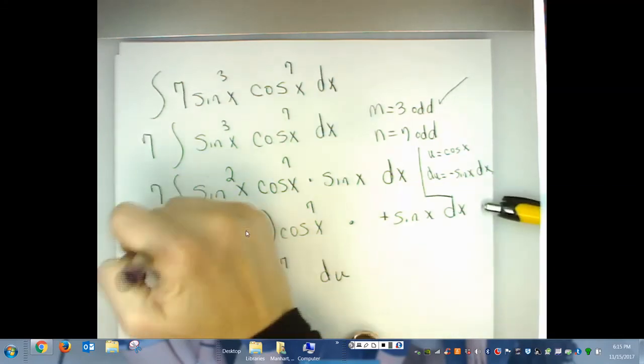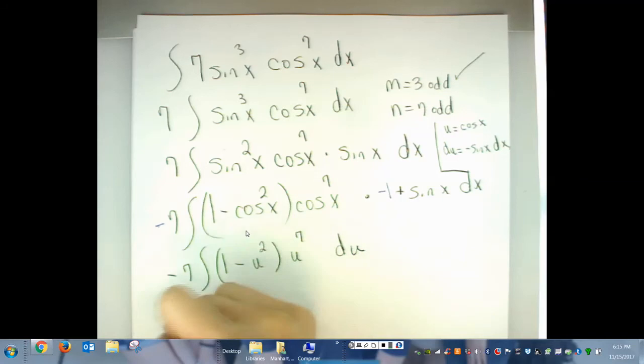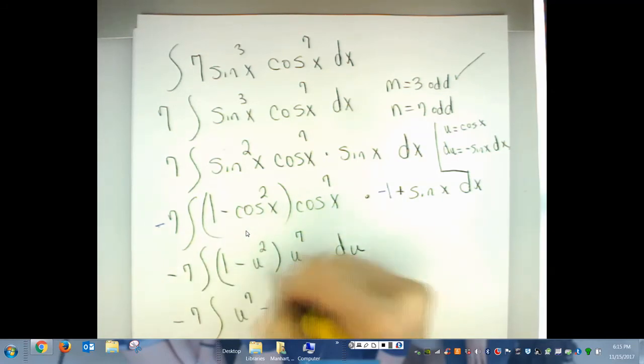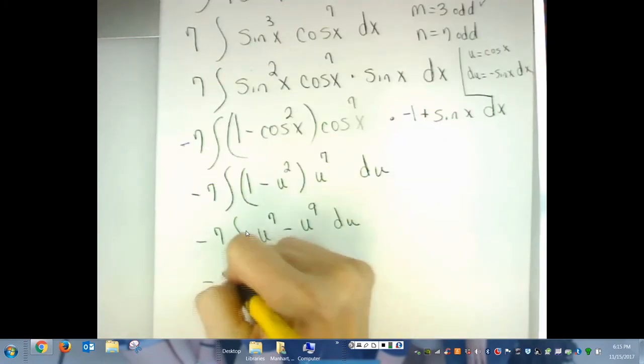If you put a negative here and a -1 here, you can see how you change over to u. Now you will need to distribute the u to the 7th power to the 1 and to the u squared, which becomes u to the 9th. Be careful. When you multiply like bases, you add the exponent. So 2 plus 7 is 9. And then it just falls apart from here.